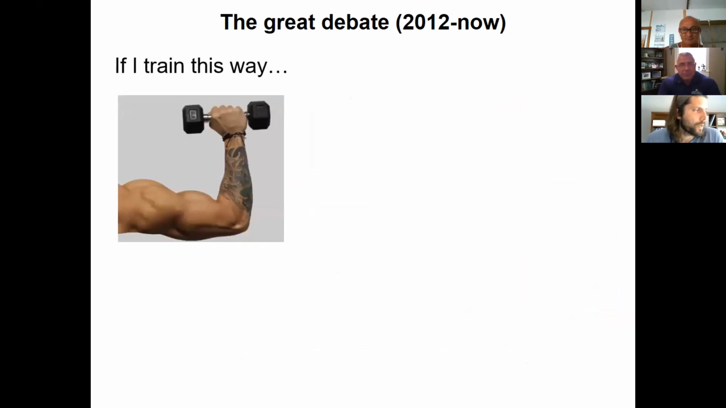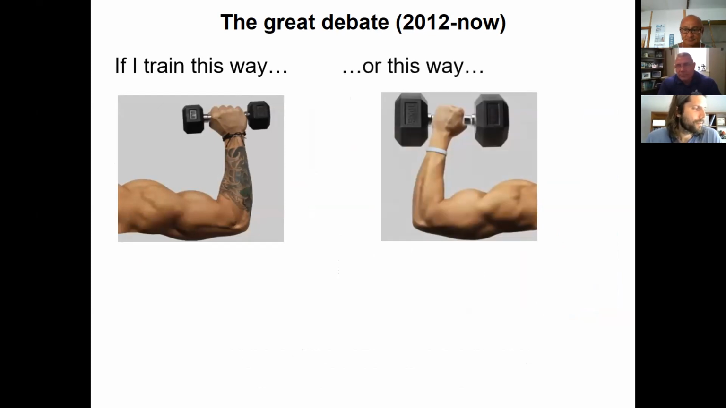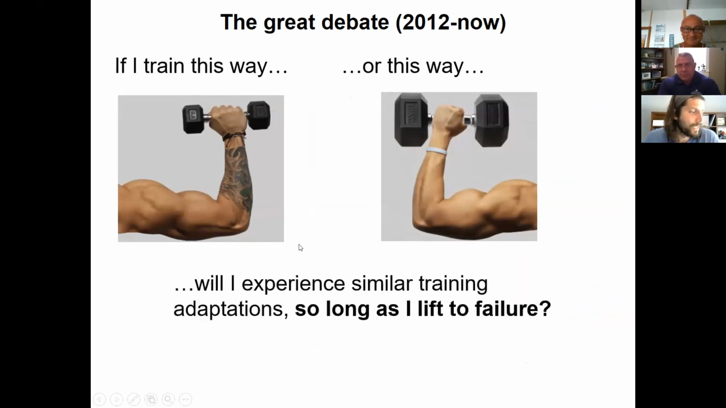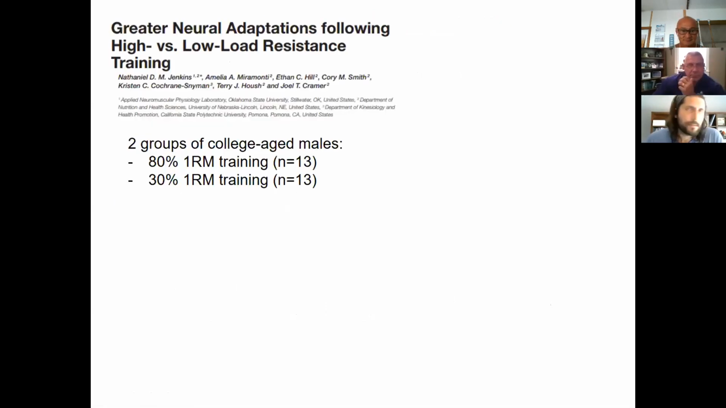So really to summarize this paradigm, if I train this way with the neon colored dumbbells at the gym, as I like to call them, if I train with heavy weights, right, will I experience similar training adaptations so long as I perform either to failure, right? Well, I'm going to present data that says maybe, maybe not, right?